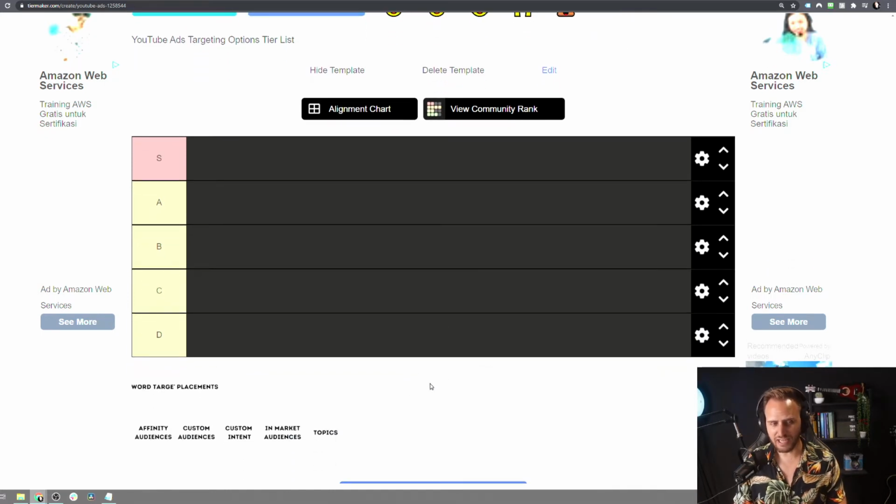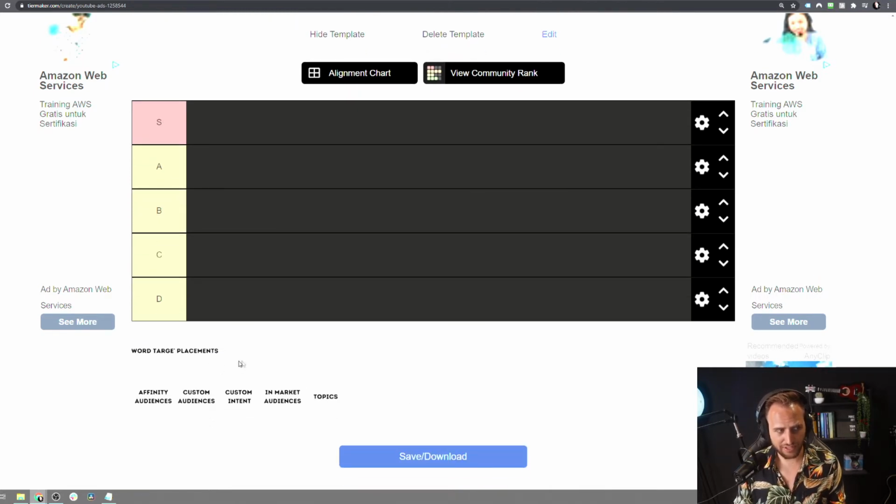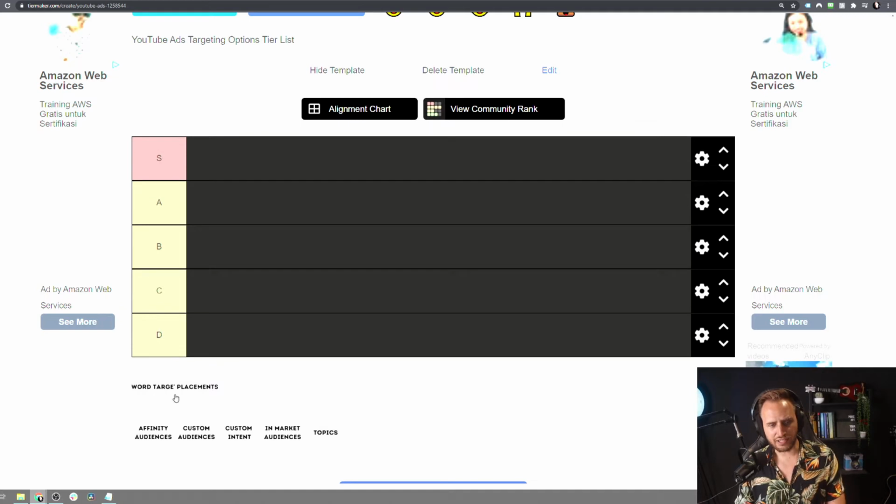Now, there's not that many options available, but basically we have an S tier, meaning the ultimate ways to run YouTube ads. These are the ones you're going to want to use in every single campaign. And then we have A, B, C, and D. So we have 6 items on the board down here. You'll see we have keyword targeting, we have placements, we have affinity audiences, custom intent, in-market audiences, and topics. That's actually 7. And so we're going to place them by order.